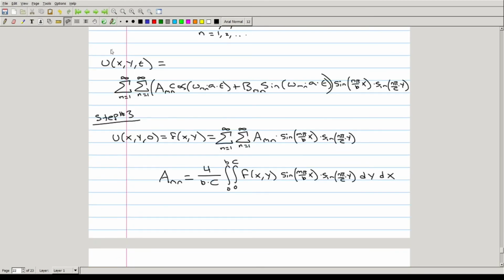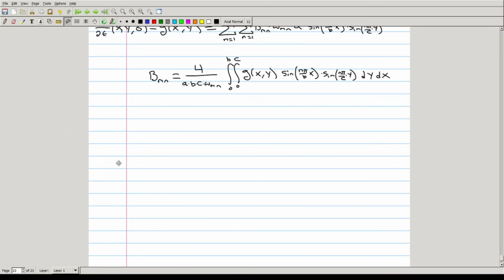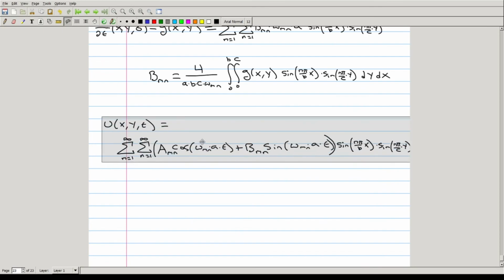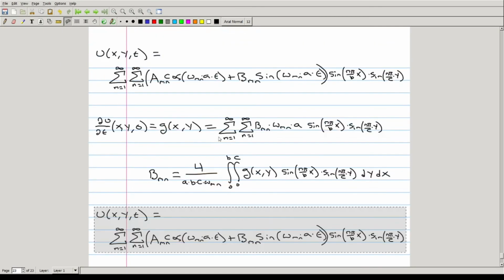And there you have it. So this is the general solution to the wave equation, as long as f and g are nice enough functions to guarantee that these Fourier series are uniformly convergent.